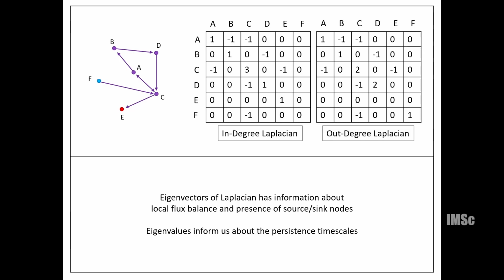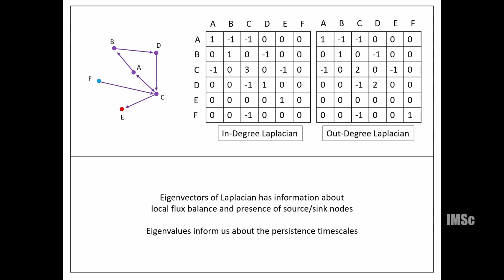For directed networks, things become slightly complicated because you can have two definitions of degree for a node. The procedure is the same. You define an in-degree or an out-degree Laplacian, and yeah, the eigenvalue still informs us the same thing. You look at the eigenvectors. The eigenvalues will tell you how persistent these eigenmodes are, for how long they will last, the contribution of that eigenmode. But the eigenvectors have a slightly more difficult interpretation.